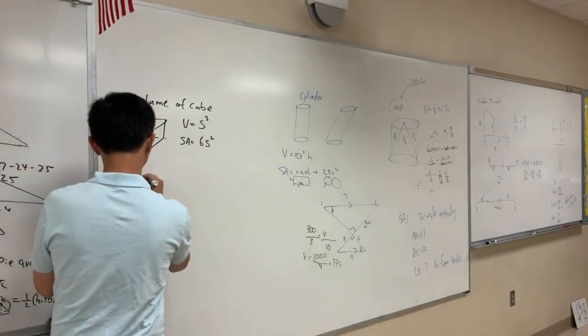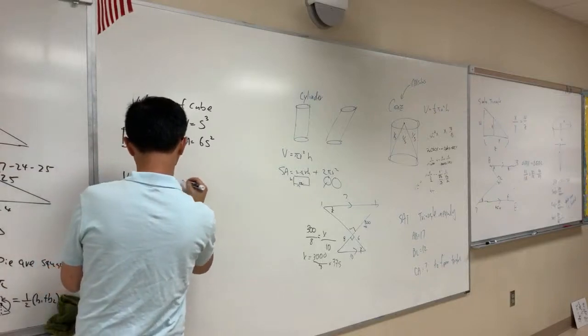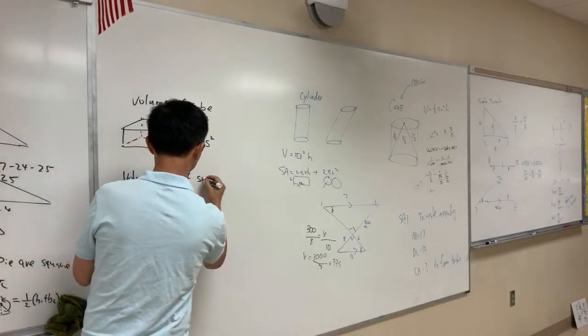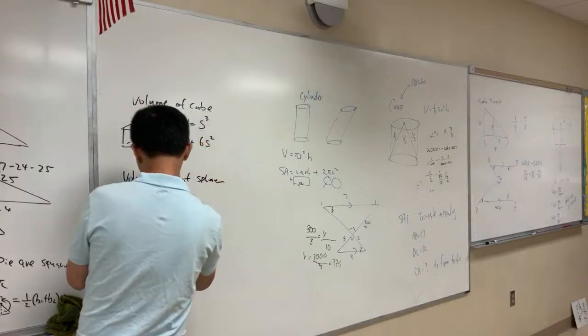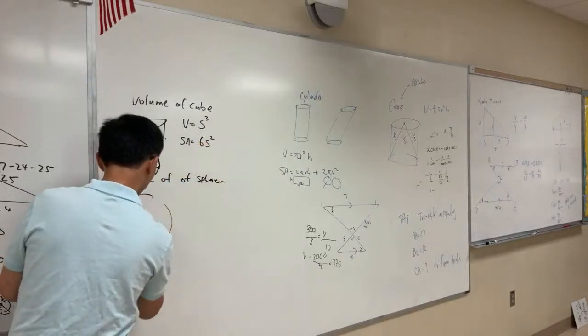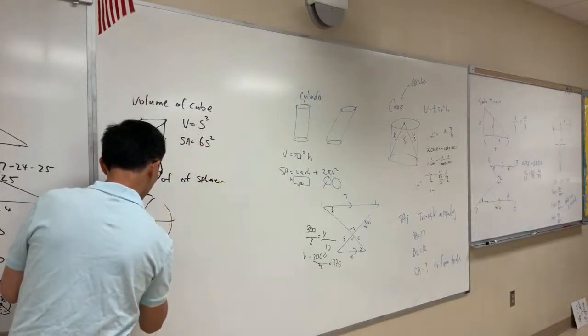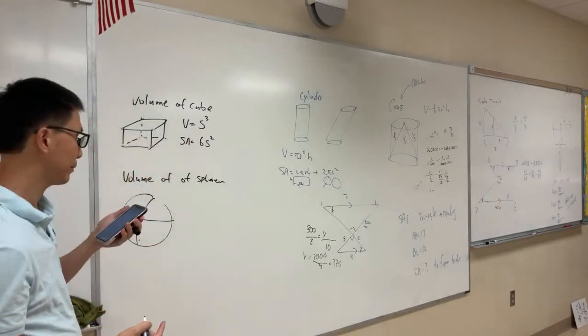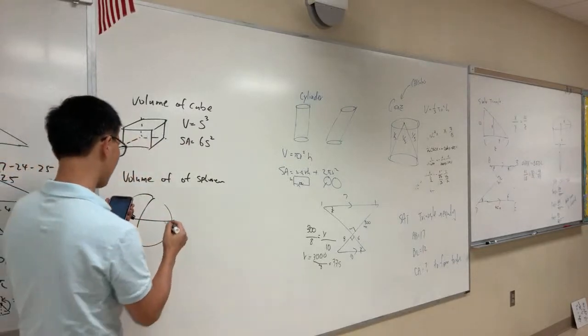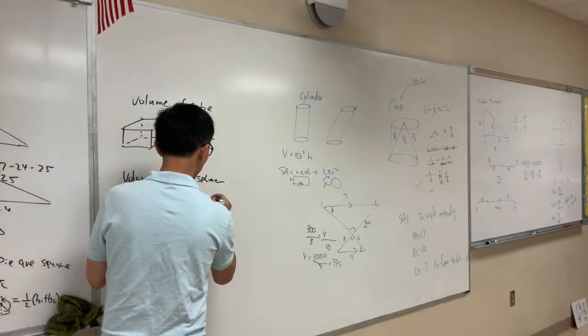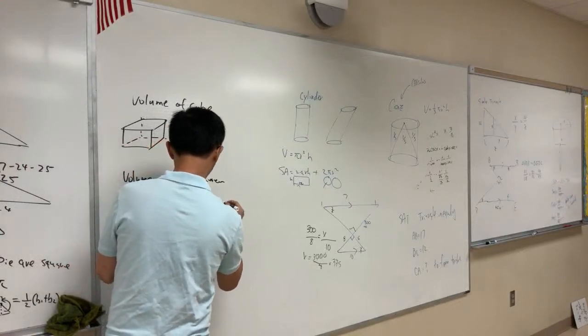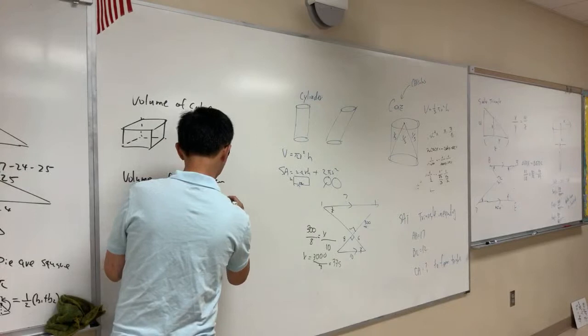Volume of a sphere. Now you have to know this for calculus as well as for the SAT. So this is a sphere, by the way. Right. Cannot draw a very good sphere. So volume is equal to 4/3 pi r cubed.